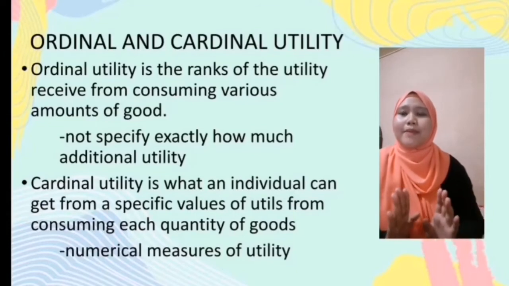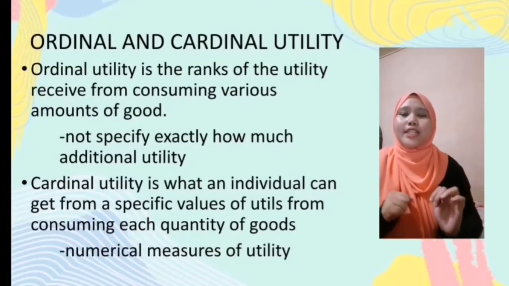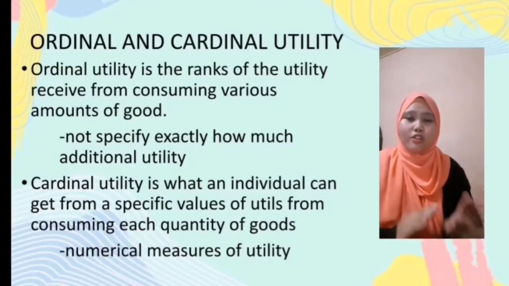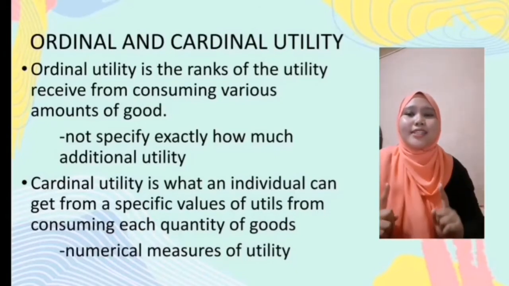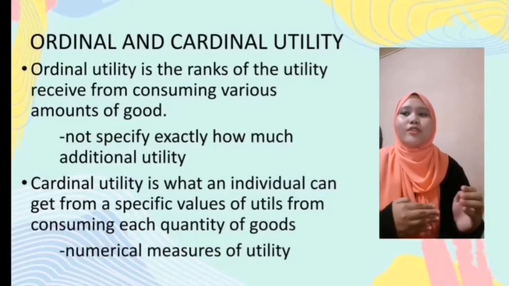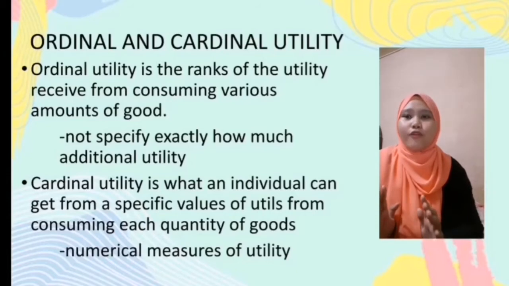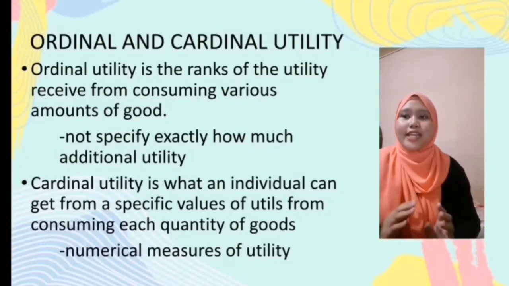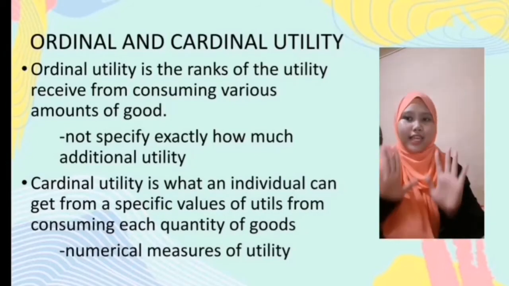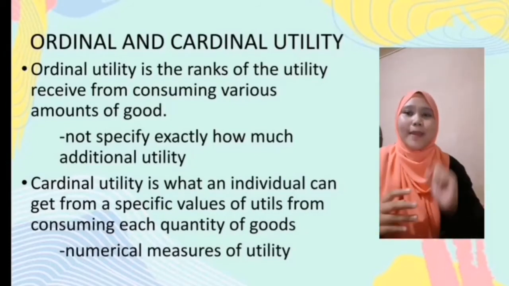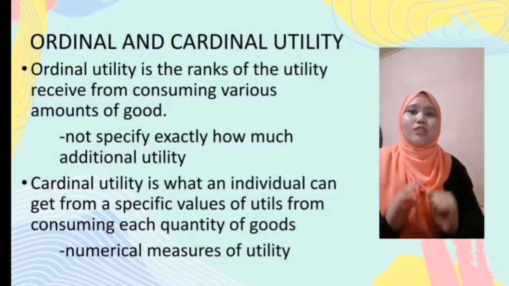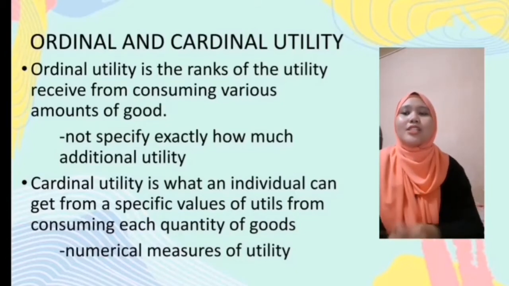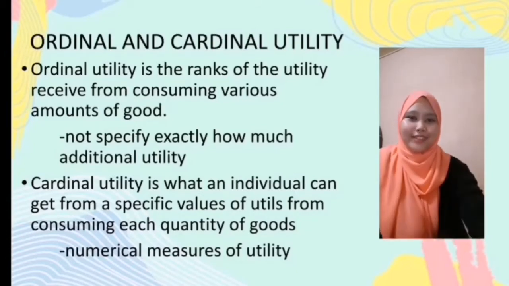Ordinal utility may be defined as ranking in human action or choice, while cardinal utility is the specific value of utils an individual gets from consuming each quantity of goods, such as an individual will get 10 utils from consuming 1 hamburger. He will get 16 utils, or 6 additional utils, from consuming 2 hamburgers.